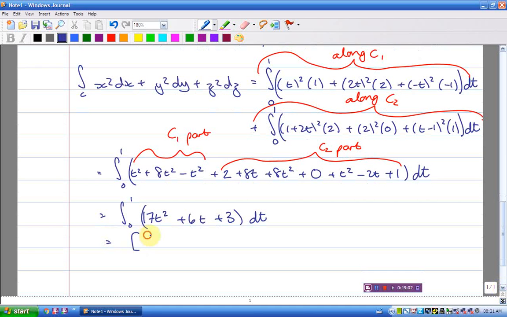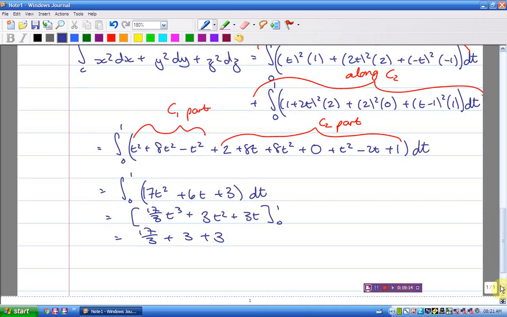Okay, so what do we have? We have 17 over 3 t cubed plus 3t squared plus 3t from 0 to 1, which is 17 over 3 plus 3 plus 3, which is 3 and 3 is 6, and 6 is 18 over 3, and 17 and 18 is what, 35?